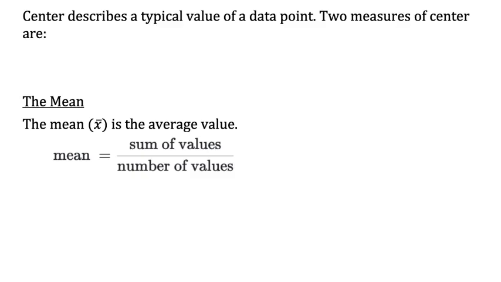Now, center describes a typical value of a data set. Two measures of center are the mean and the median. Well, the mean, which we sometimes abbreviate as x bar, is the average value. Now, to find the mean or the average, we find the sum of the values, or we add them all up, and we divide by how many there are.